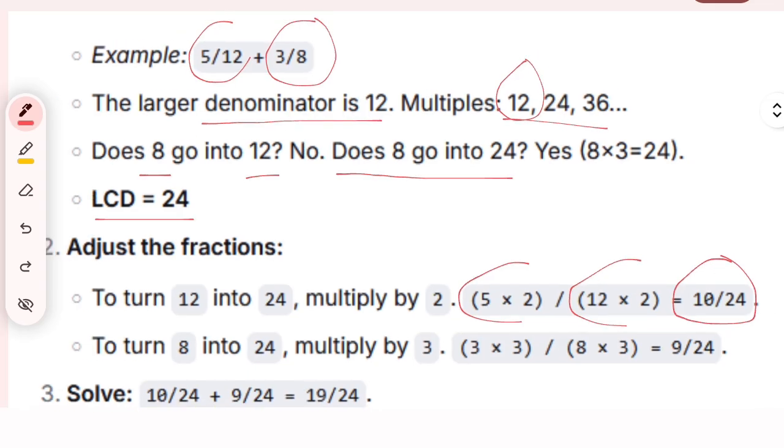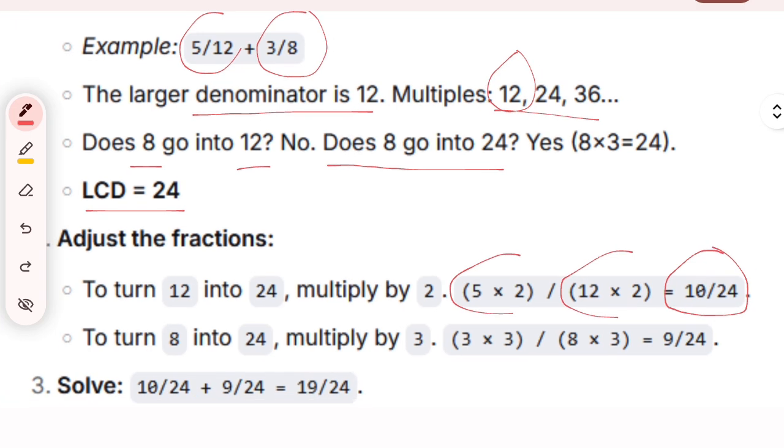And what about 3/8? We will convert it to a fraction with a denominator of 24. We multiply the numerator and the denominator by 3. The numerator becomes 9, because 3 times 3 is 9. The denominator becomes 24, because 8 times 3 is 24. So 3/8 now becomes 9/24.